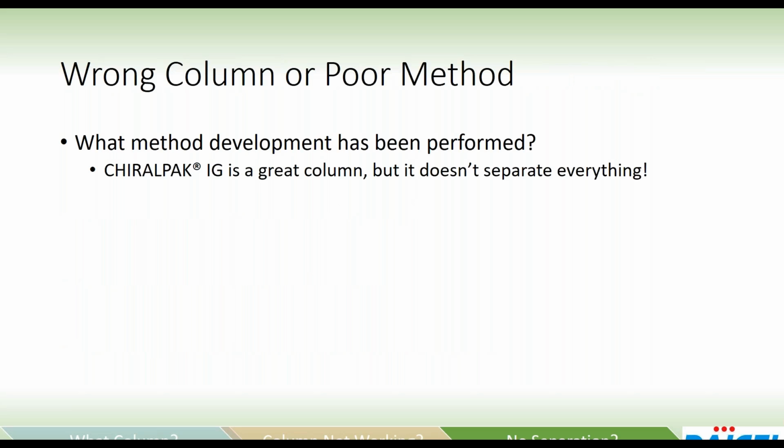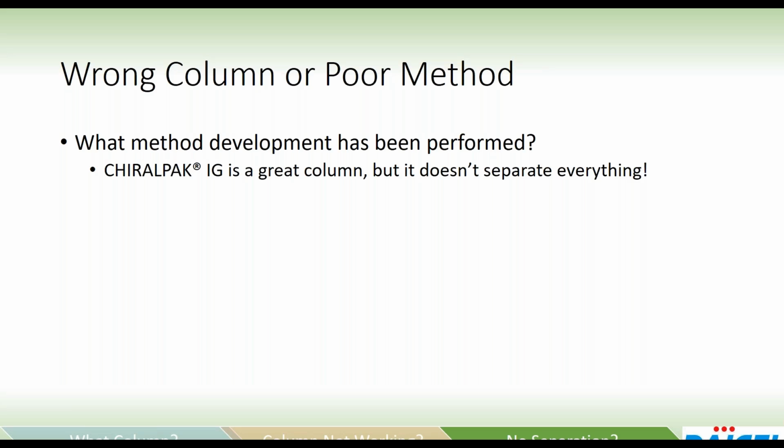So when I say wrong column or poor method, specifically wrong column, usually we'll ask what kind of method development has been performed. A lot of people are perhaps under the false assumption that one column can separate all your compounds. And there's a reason why we have 24 different chiral stationary phases. The reality is, as I pointed out in the separations mechanism, you can't predict what column is going to work. And even if you make tweaks to your molecules, if it's in the same class of molecules, there could be a completely different column that works better for that analyte.